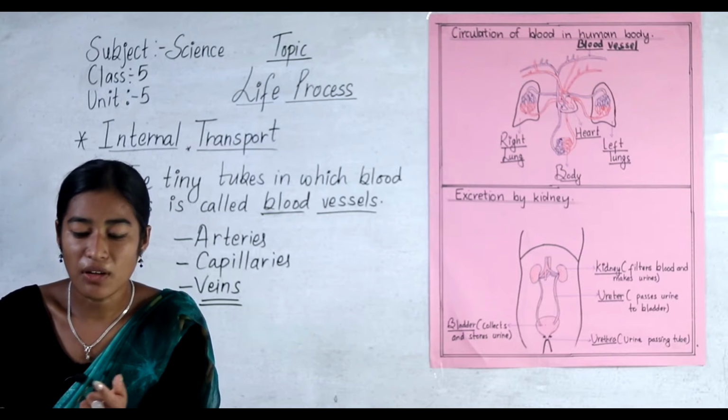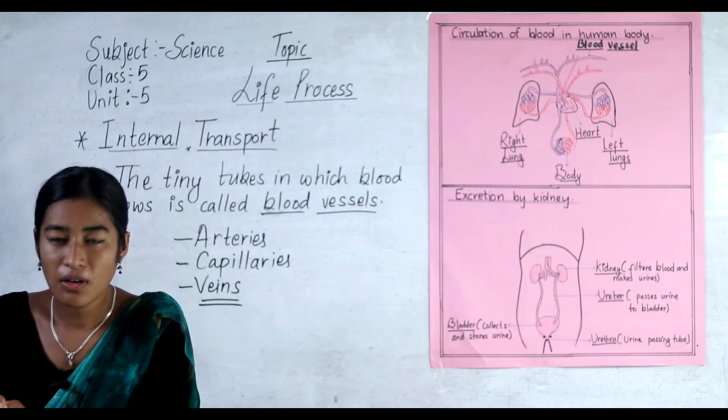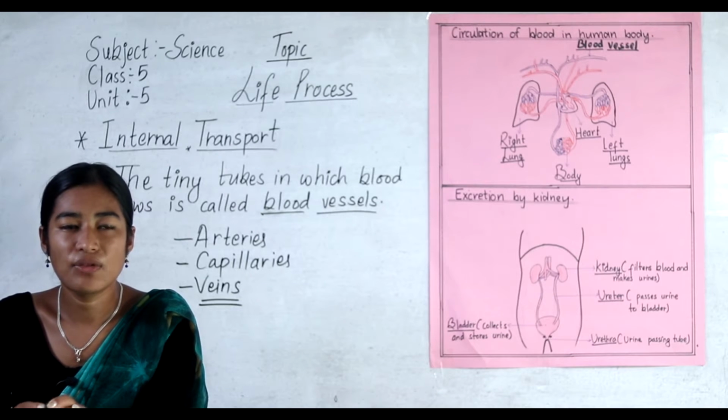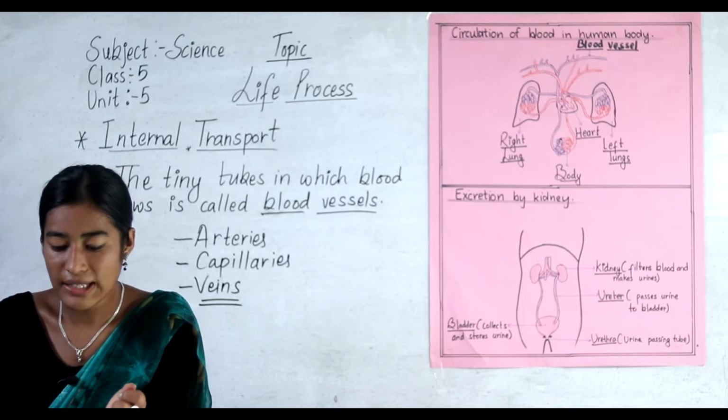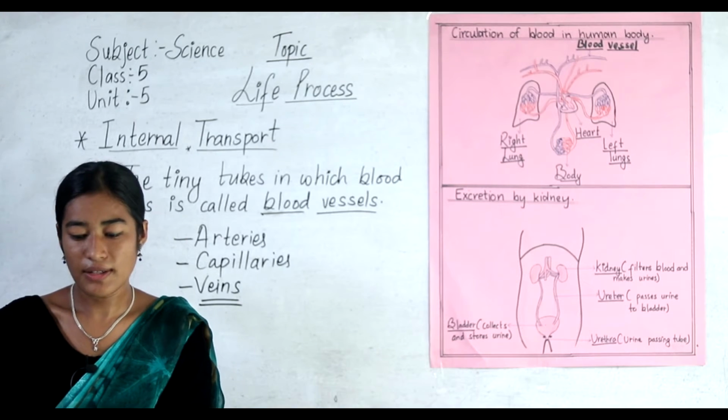You know that we have already studied this. The plant prepares its food in the leaves using sunlight, water and carbon dioxide. So in plants also circulation occurs.